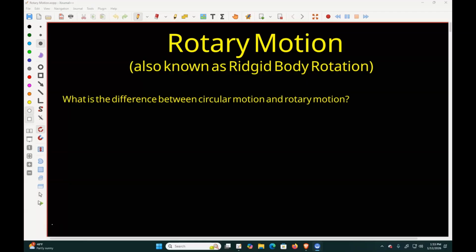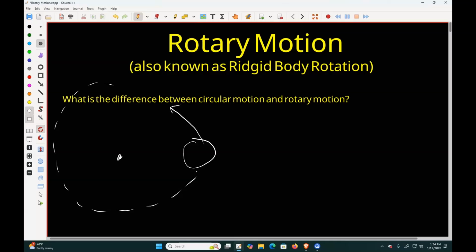What's the difference between circular motion and rotary motion? The difference lies in the location of the axis of motion. In circular motion, an object moves along a circular path around a fixed point or axis outside of the object. An example would be a satellite circling a planet, while rotary motion involves an object spinning about an internal axis that passes through the object.